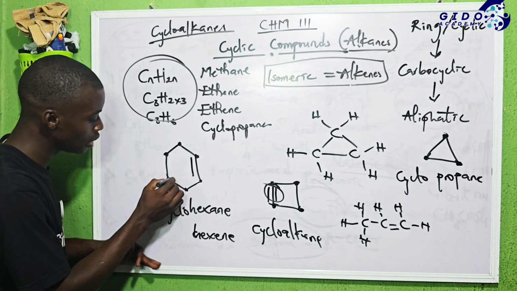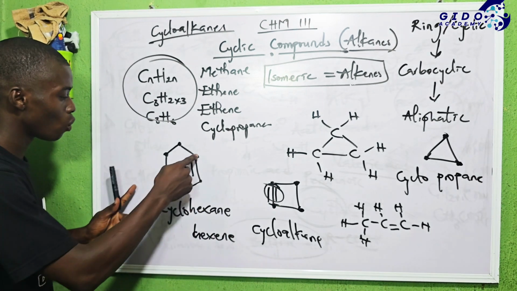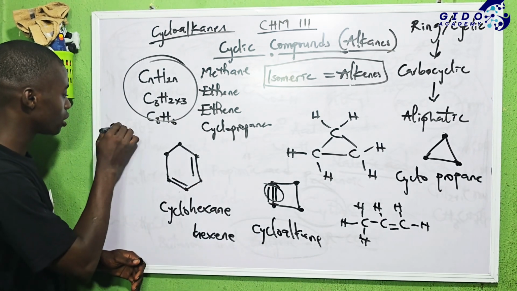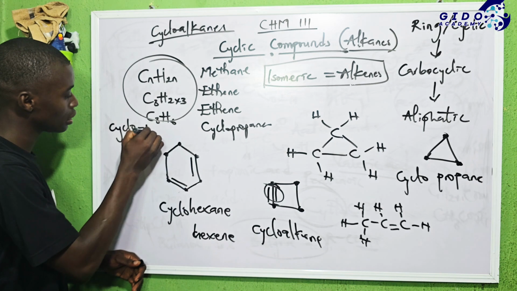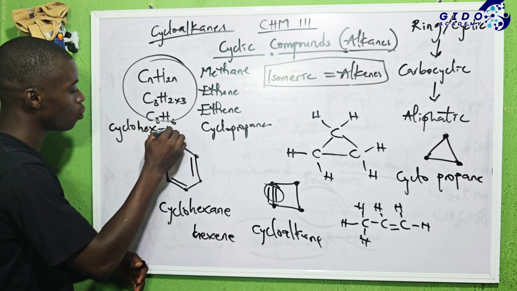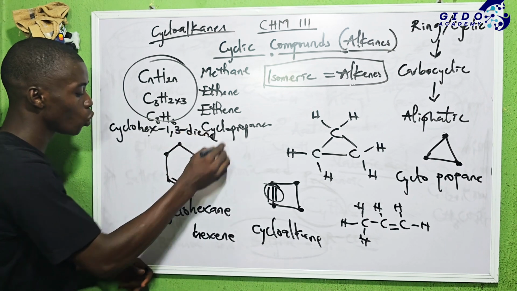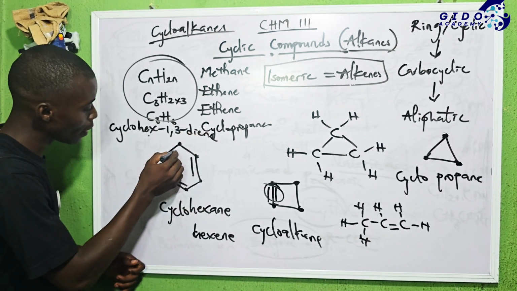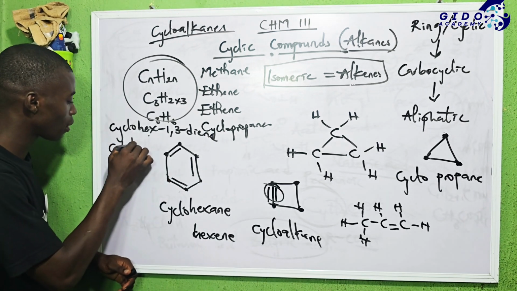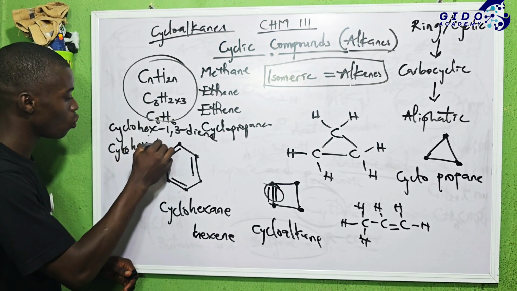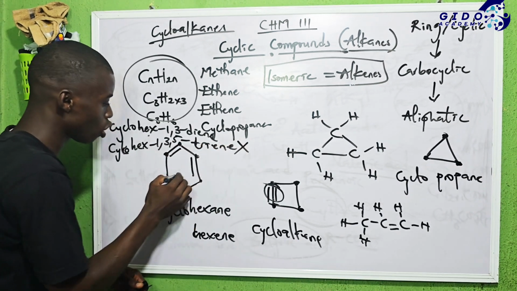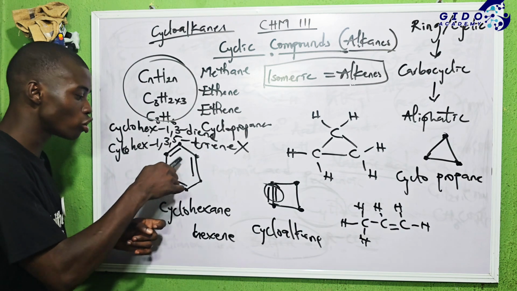If I put something in here, it will now be, here's position 1, position 2, position 3. So it will now be cyclohexa-1,3-diene, which is a conjugated diene. Now, if I now put another double bond here, instead of you to call it cyclohexa-1,3,5-triene, instead of you to call it this useless name, it is called what? Benzene. So this is the structure of benzene.